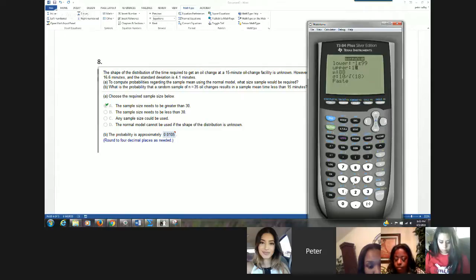And the upper bound is 15. The mean is the population information. So historically, the mean is about 16.6, so that's the mean I'm going to go with. And then the standard deviation would be 4.1 divided by the square root of 35. And there we go. So less than 1%. That's awesome, guys.